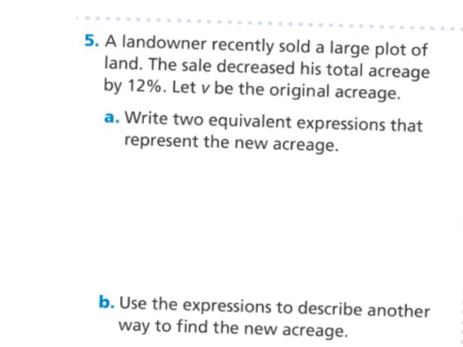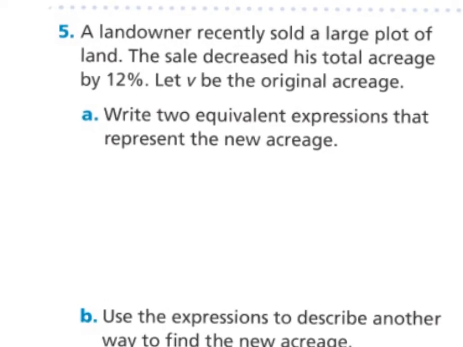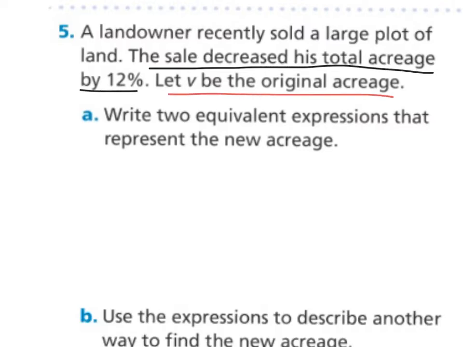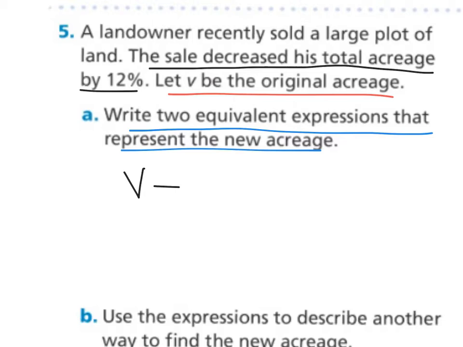Number 5, a landowner recently sold a large plot of land. The sale decreased his total acreage by 12%. Let V be the original acreage. Write 2 equivalent expressions that represent the new acreage. So the word decrease means that we're going to be subtracting. So we started out with V, and then it decreased by 12%. So the 12%, that's 12% of the original acreage.